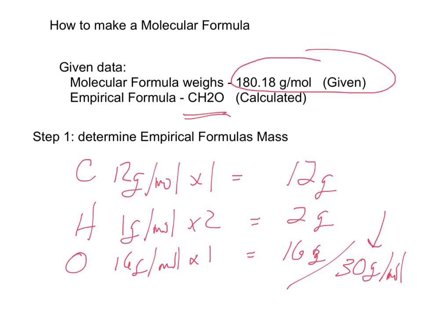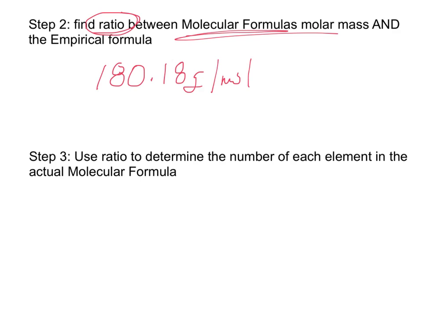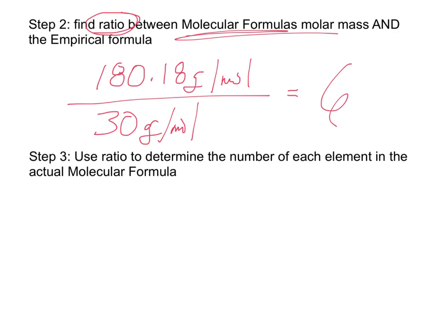So the next step is we're going to have to find this ratio between the molecular formula and the empirical formula. So my molecular formula, if you remember right, said it weighed 180.18 grams per mole. And we know that my empirical formula was 30 grams per mole. So if we take 30 and divide it into 180 right here, we get 6. That is the ratio of these elements to each other.